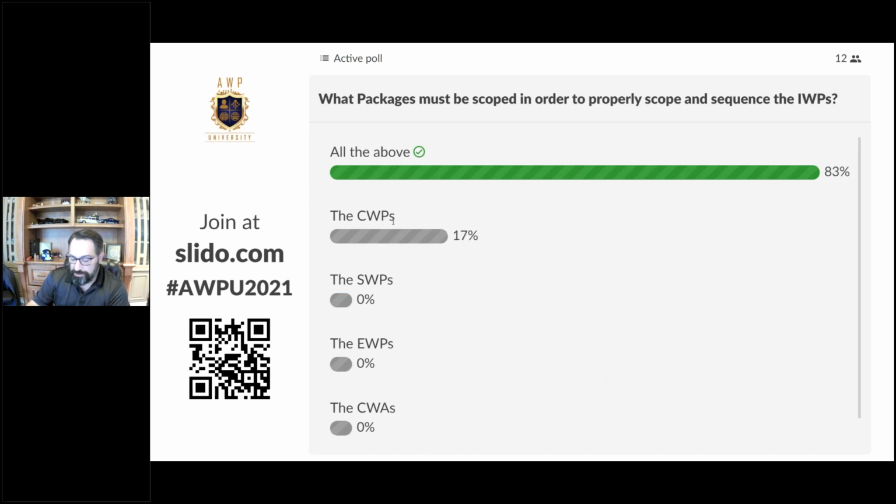scoped, and CWPs is not a bad answer, but you need to look at the other ones also because CWAs need to be scoped before you scope the CWP, so you can't scope one before the other, but they all have a hand to play in the execution and scoping and proper sequencing of the IWPs. So CWP is not an entirely wrong answer, but the more right answer is all of them.